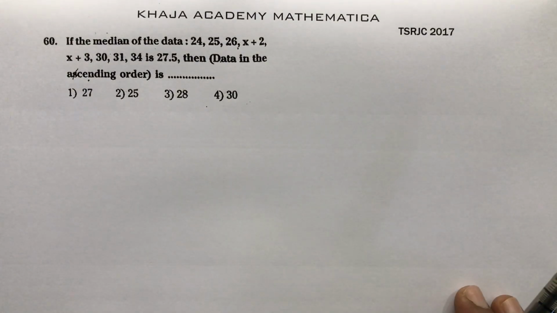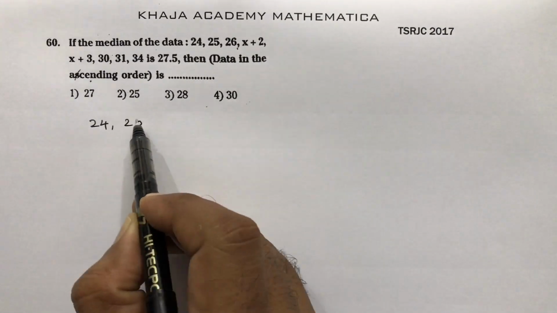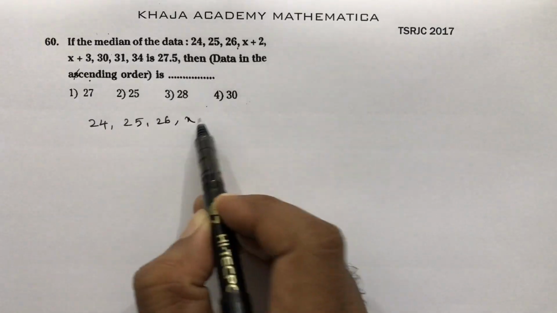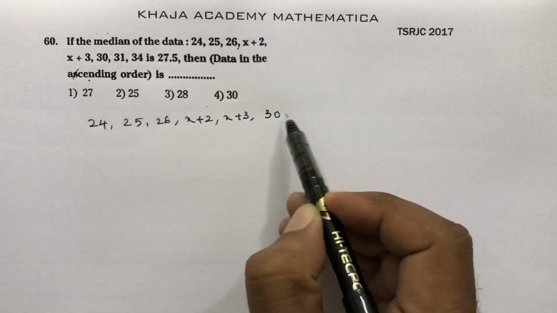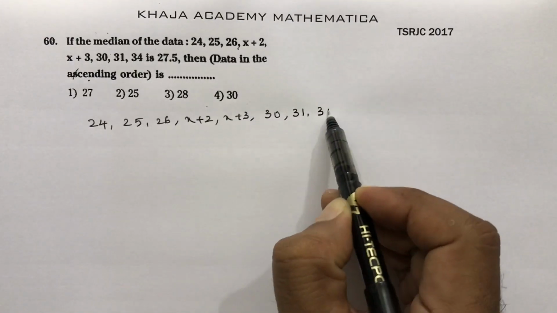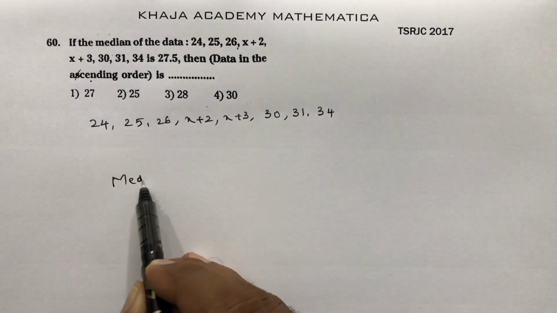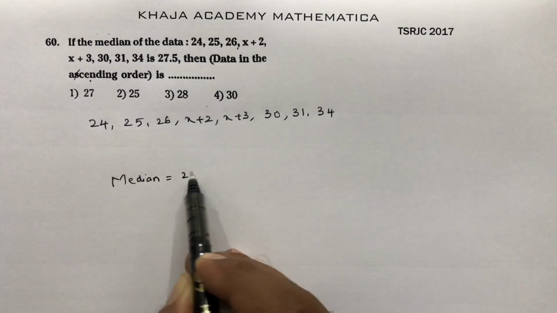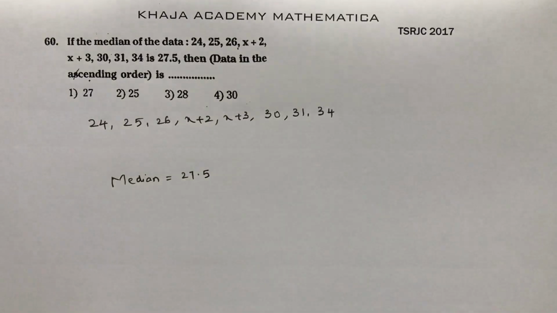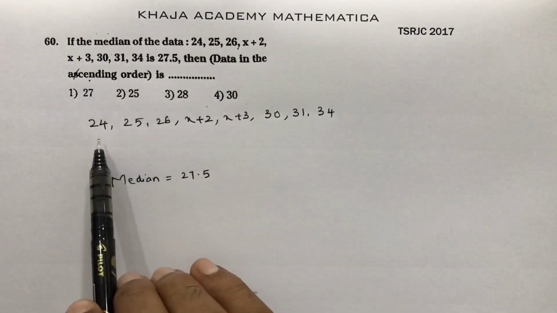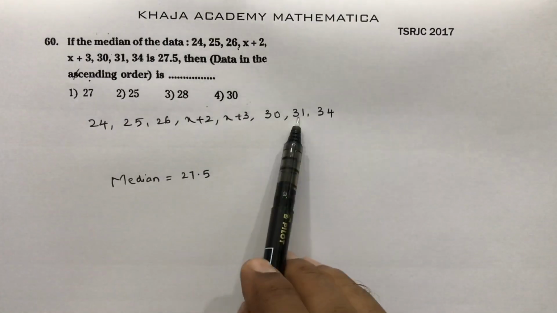See, this is: if the median of the data 24, 25, 26, x plus 2, x plus 3, 30, 31, 34 is 28.5. Actually, in the question they should give find x. The data is already arranged in ascending order. So 1, 2, 3, 4, 5, 6, 7, 8.